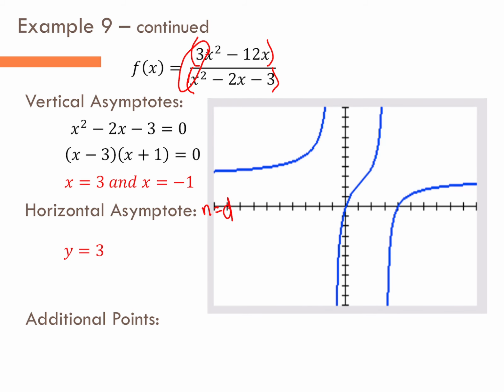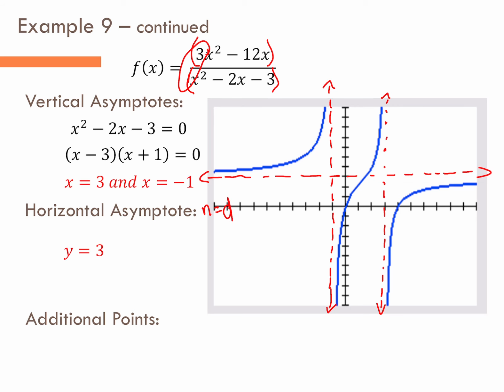So I need to add in, at 3 right here, a vertical asymptote. At negative 1, I have a vertical asymptote. And at y equals 3, I have a horizontal asymptote. So you can see our asymptotes. Remember, a graph can cross a horizontal asymptote. In the last example, I didn't talk about it, but at 4, 0 we actually had an x-intercept. That was okay because it could cross that horizontal asymptote.